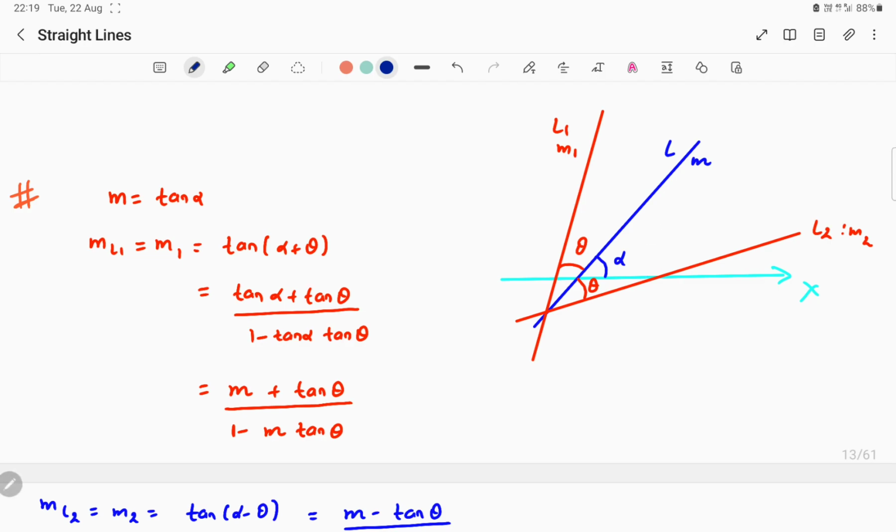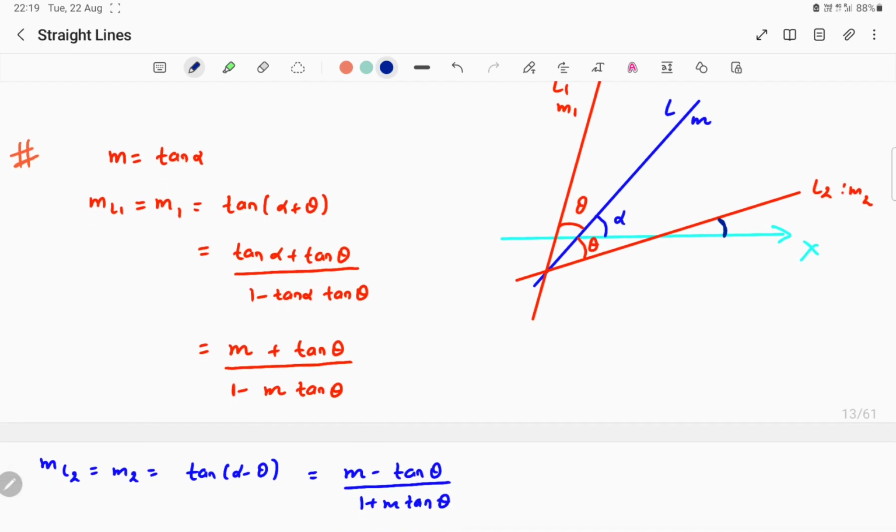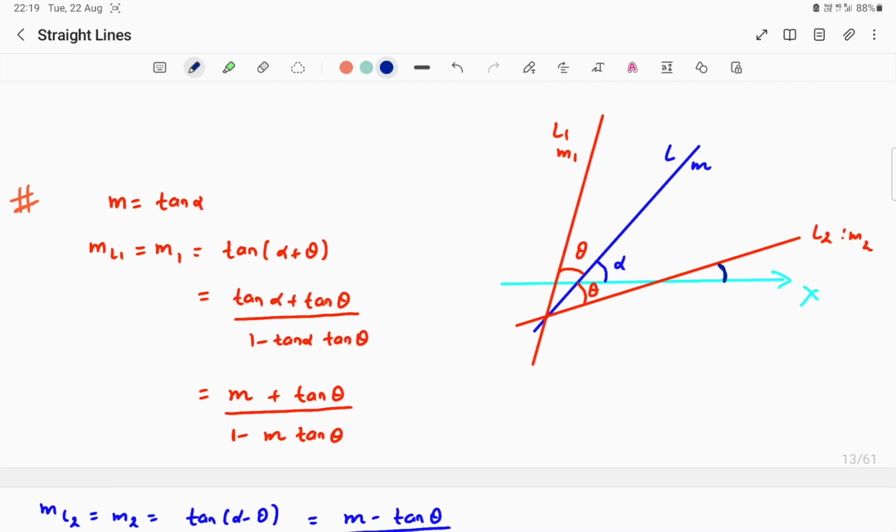Okay. Similarly, if I ask you what about m2? So m2 is making this much angle, isn't it? So can I say this much angle is this much angle minus this angle? So what is this angle? This angle is alpha, and what is this angle? Theta. So from alpha, if you subtract theta, you will get the remaining angle, isn't it? So in short, what we can understand is that slope of the first line m1 will be tan of alpha plus theta, and slope of the second line will be tan of alpha minus theta. Can you understand this?